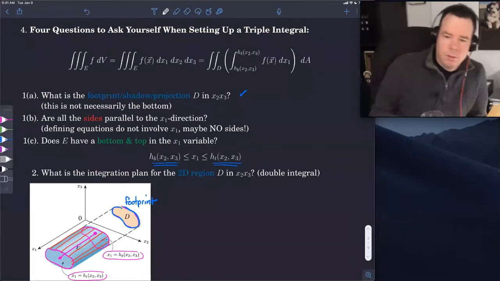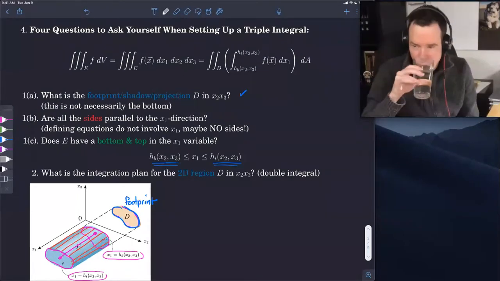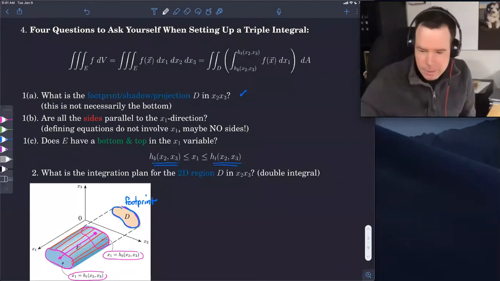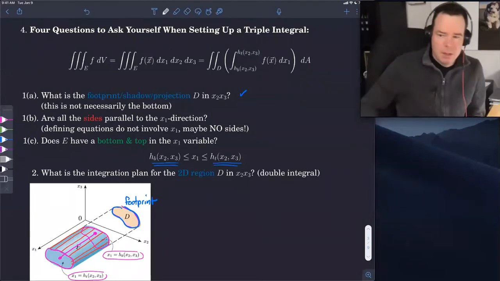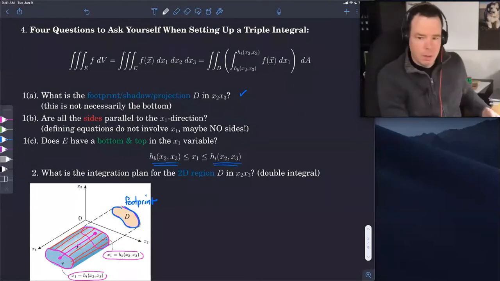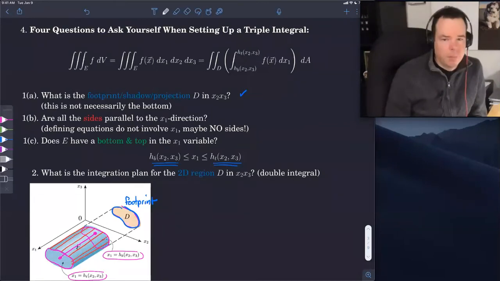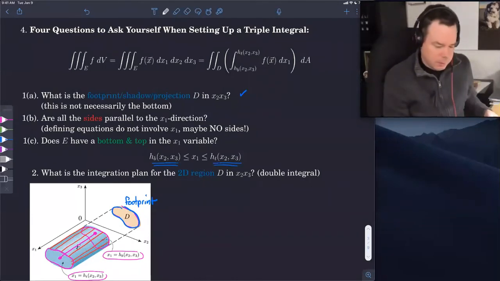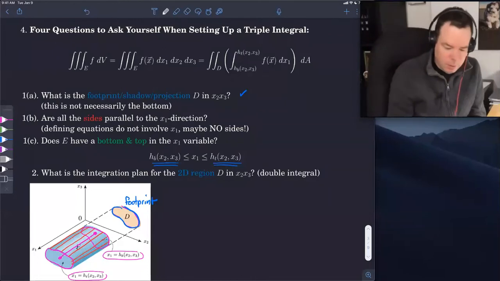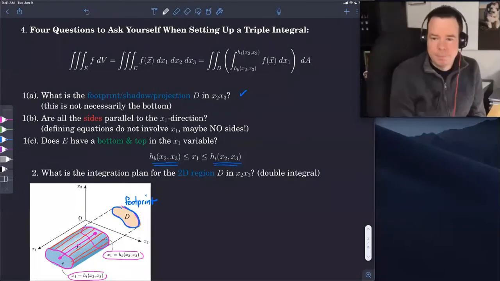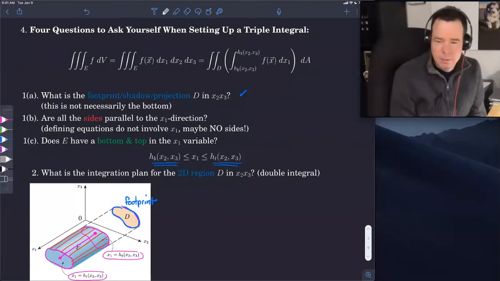So we're going to be working on some triple integrals today. And the main thing we're going to focus on is setting up these integrals. The spot we ended off with last lecture was we were talking about what questions we need to ask ourselves when setting up a triple integral. So this is an integral over a spatial region, rather than a double integral, which is an integral over a planar region. So now we're integrating over space.